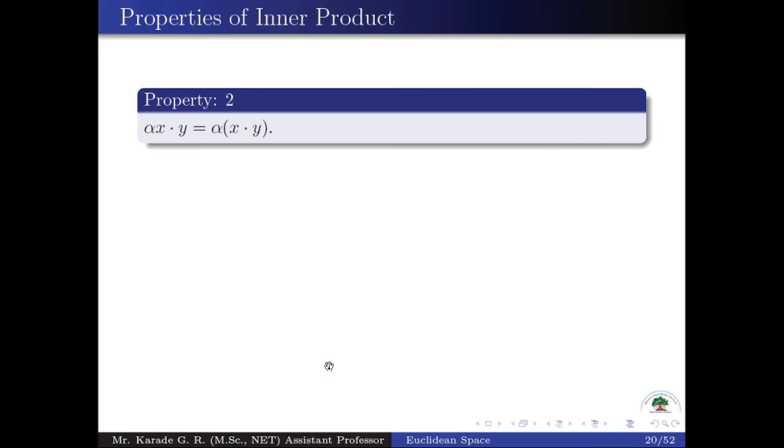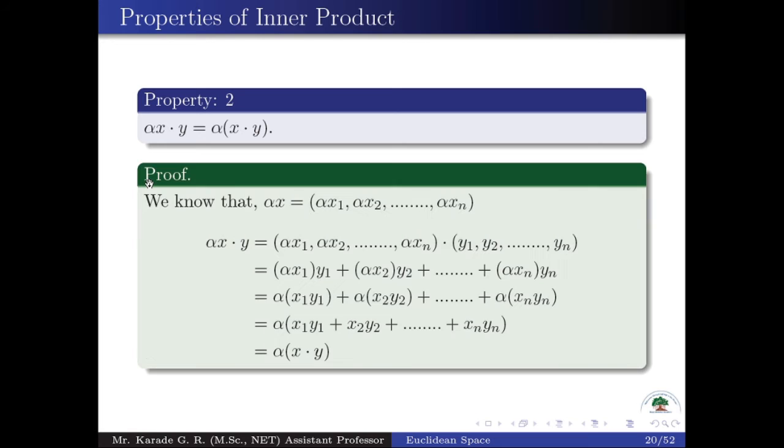Now see property number 2. This property states that the inner product of alpha x with y is equal to alpha times the inner product of x with y. So let us prove this property. We know that alpha x is nothing but the scalar multiplication of vector x with scalar alpha, and it is equal to a vector with n components, whose first component is alpha x1, second component is alpha x2, dot dot dot, and nth component is alpha xn.